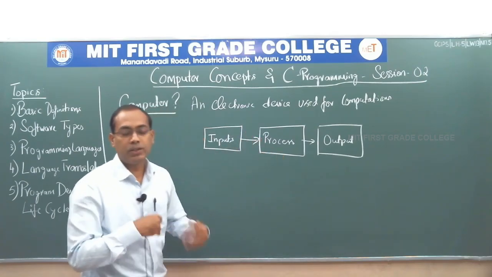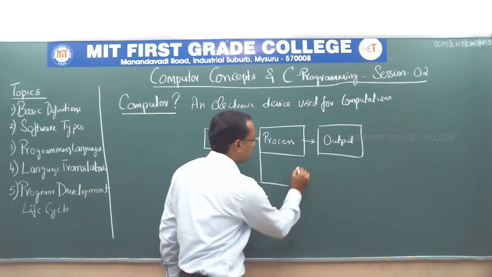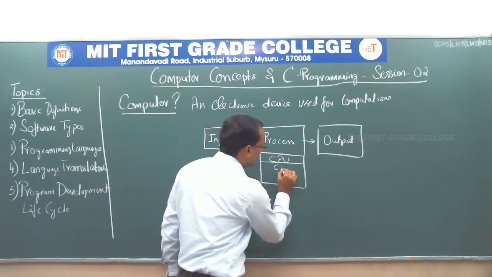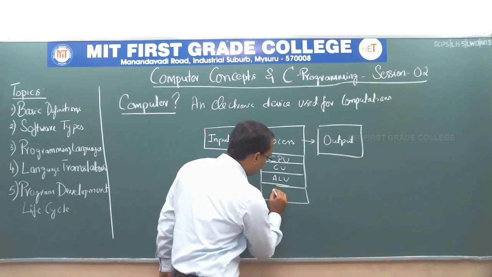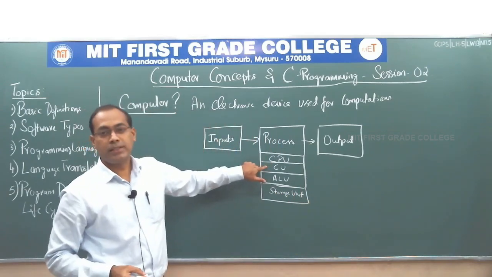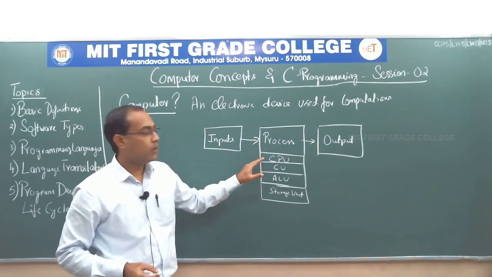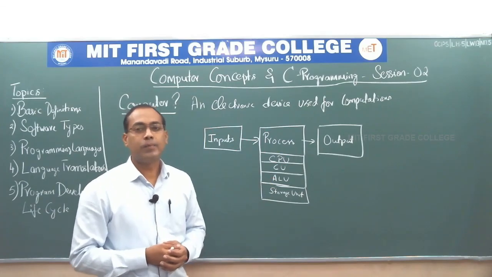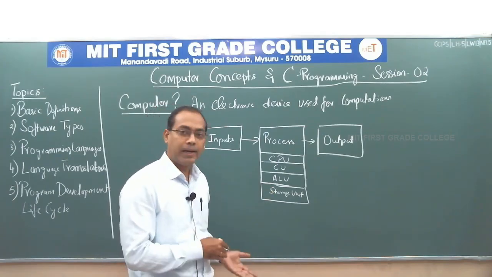So, inputs are nothing but what you supply with the help of input devices, and this process is done by the processor, which is also called the central processing unit, in which you have the control unit, the arithmetic and logic unit, and also the storage unit. The control unit is nothing but the manager of the computer system, which manages all the operations of the computer. Whereas the ALU, the arithmetic and logic unit, is responsible for performing arithmetic and logical operations such as addition, subtraction, multiplication, comparing, logical AND, etc.